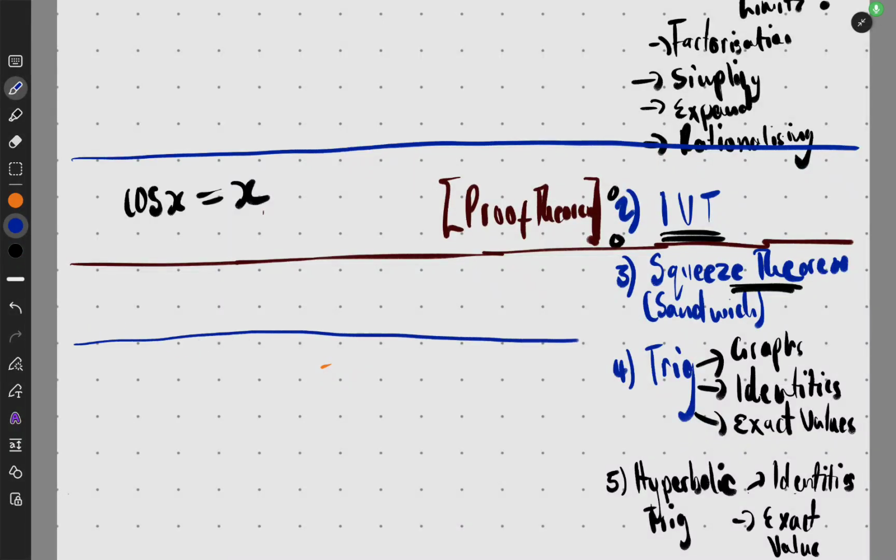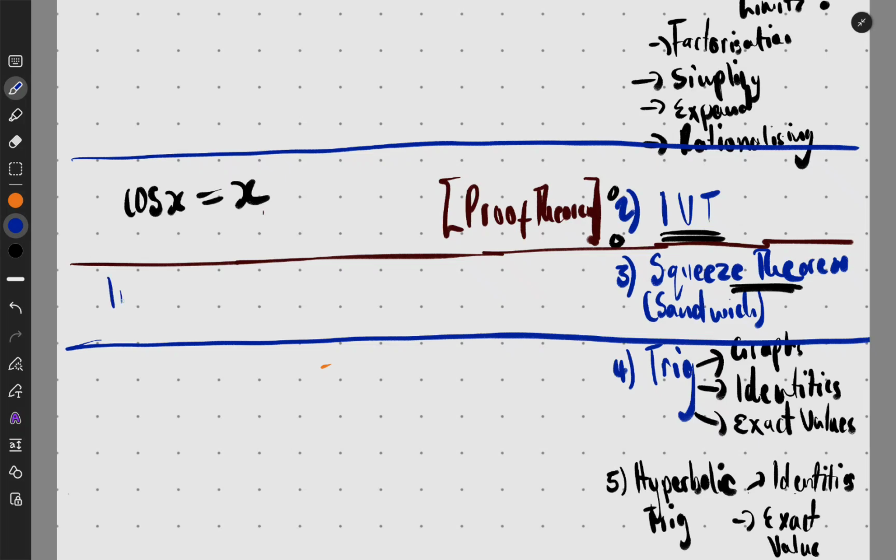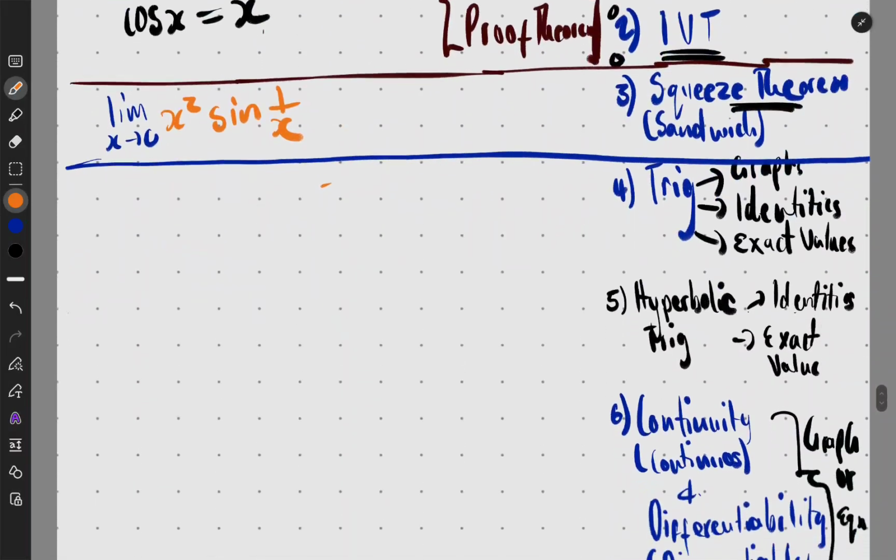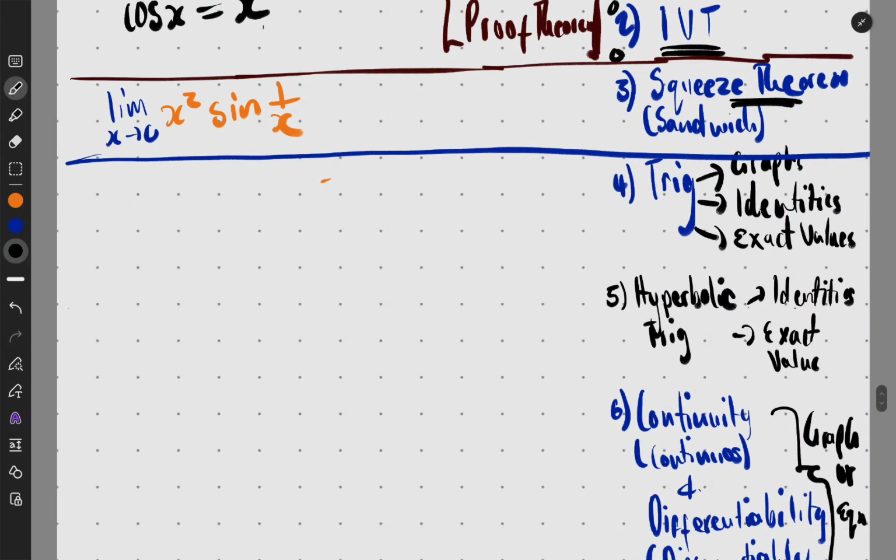Finally, the squeeze theorem. So for the squeeze theorem, you'll just be asked to solve a limit. Let's say it says the limit as x goes to 0 of x squared multiplying sine 1 over x, and you're supposed to get this. So basically, the squeeze theorem will be saying, we cannot find this limit directly, okay? We can't. But what we can do is find the limit by knowing.